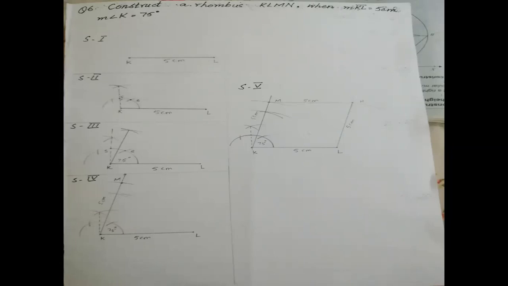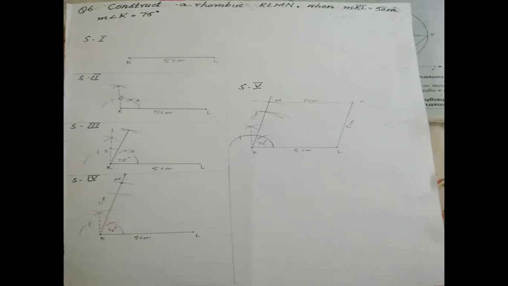You can open your compass with any radius. Put your compass on R and draw the arc with the same radius. Put your compass on point S and cut the first arc. Now, where both arcs meet, join this point with K. This is the angle of 75 degrees and this is our required angle.